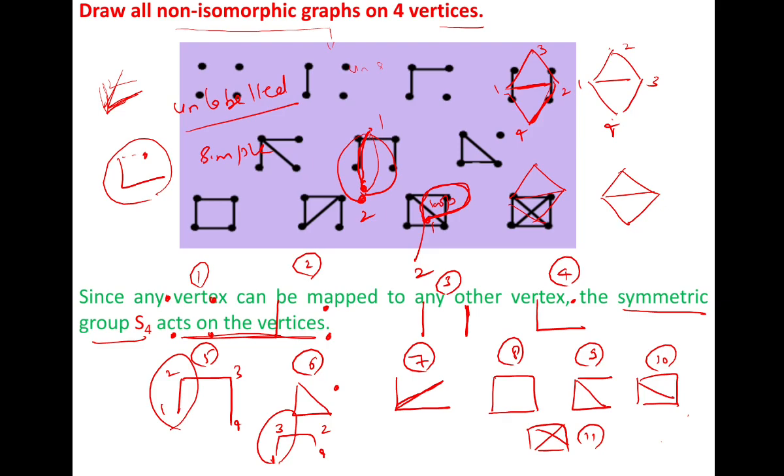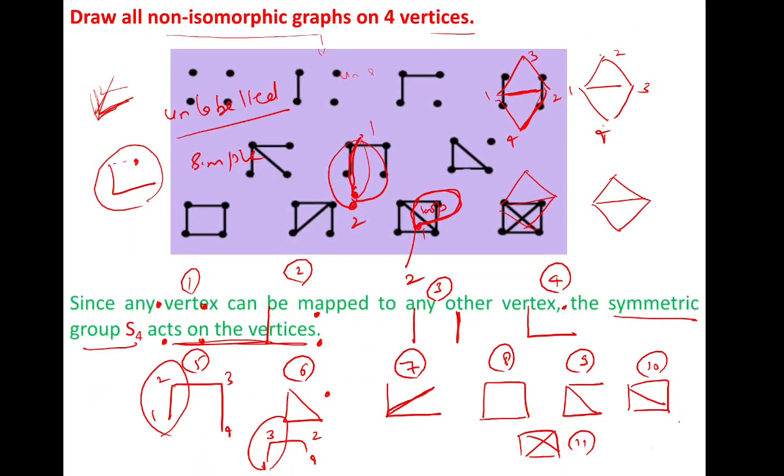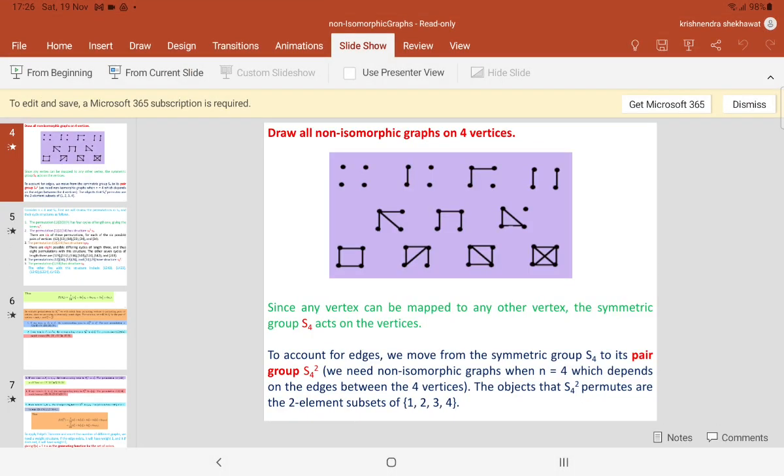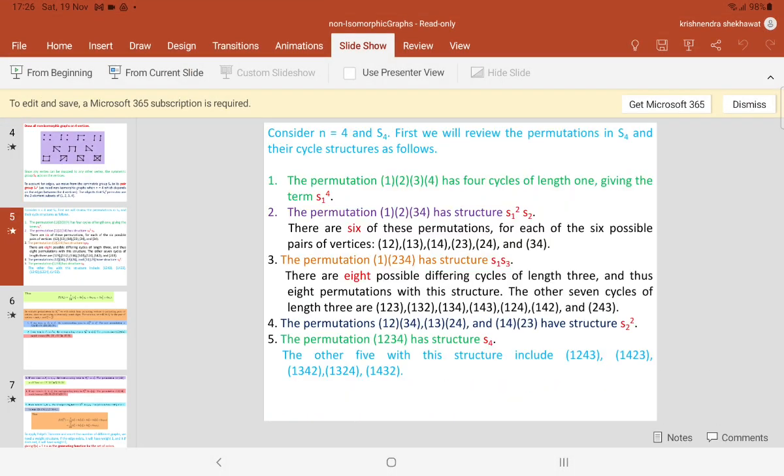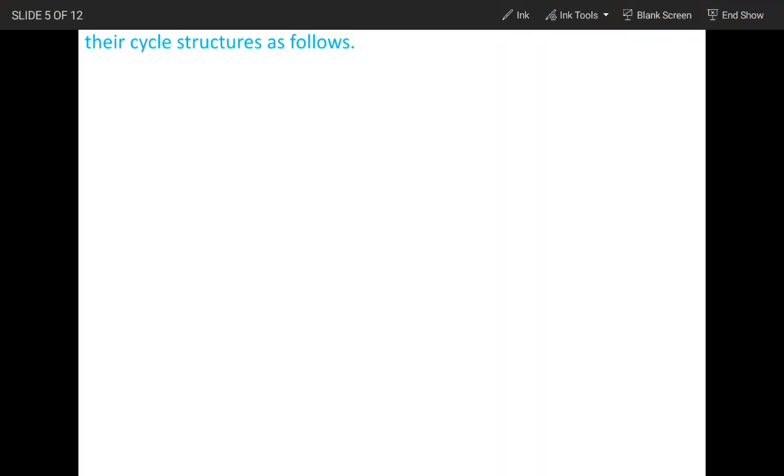So that's why what we do is that first we consider the symmetric group S4 on vertices, and from there we will compute a symmetric group on edges. It would be clear once we proceed further. Okay, what has happened? So let's move to this slide. I will start with N4 and compute S4. So for S4 I have to consider all possible combinations.